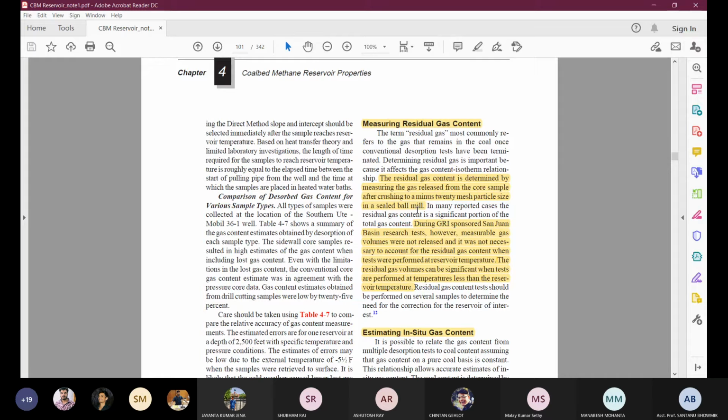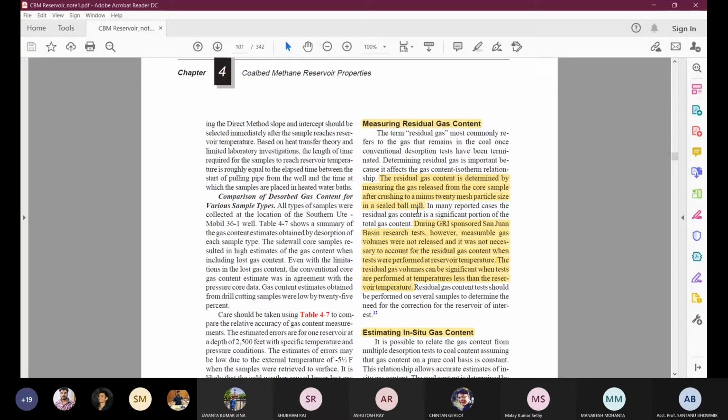Why? Because as you crush the sample to minus 20 mesh particle size in the sealed ball mill, the coal size fraction is reduced and the gases come out. If you collect those gases, this gas amount is considered the residual gas content. So now you have three different amounts: first the dissolved gas content, then the lost gas content, and then the residual gas content. Summing these three gives you the total gas content from that sample only, not from the reservoir.